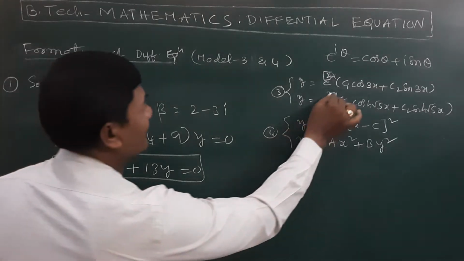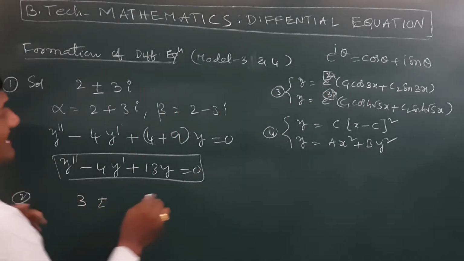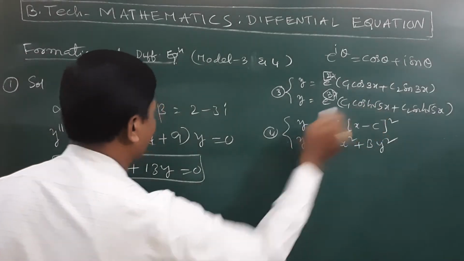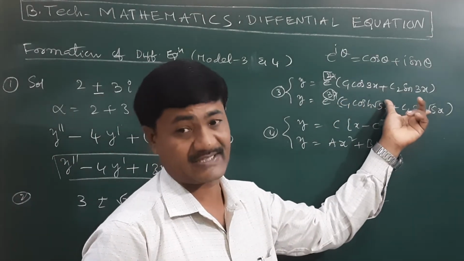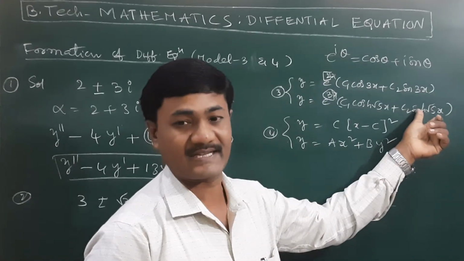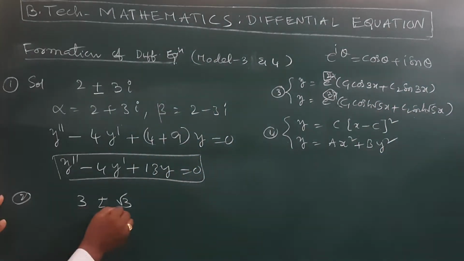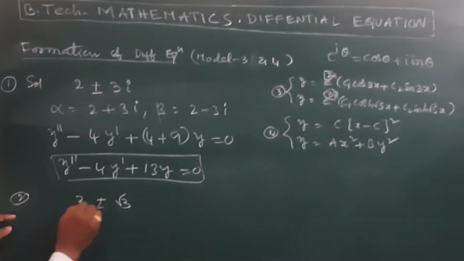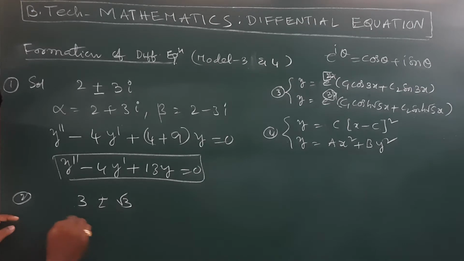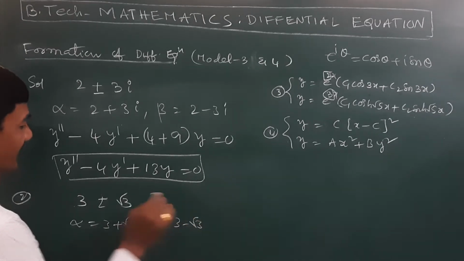here again, what is the coefficient of x? 3. So 3 plus or minus root 3, because it is cos hx plus i sin hx, not i only. This is not a Euler function. Therefore let us consider root 3 plus or minus root 3. That is, alpha is equal to 3 plus root 3, beta is equal to 3 minus root 3.